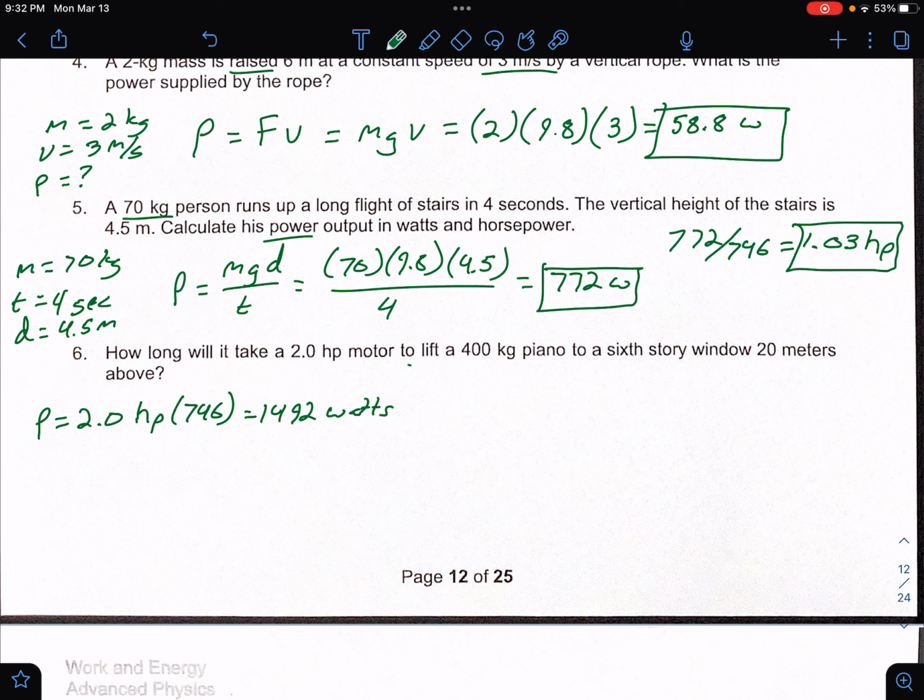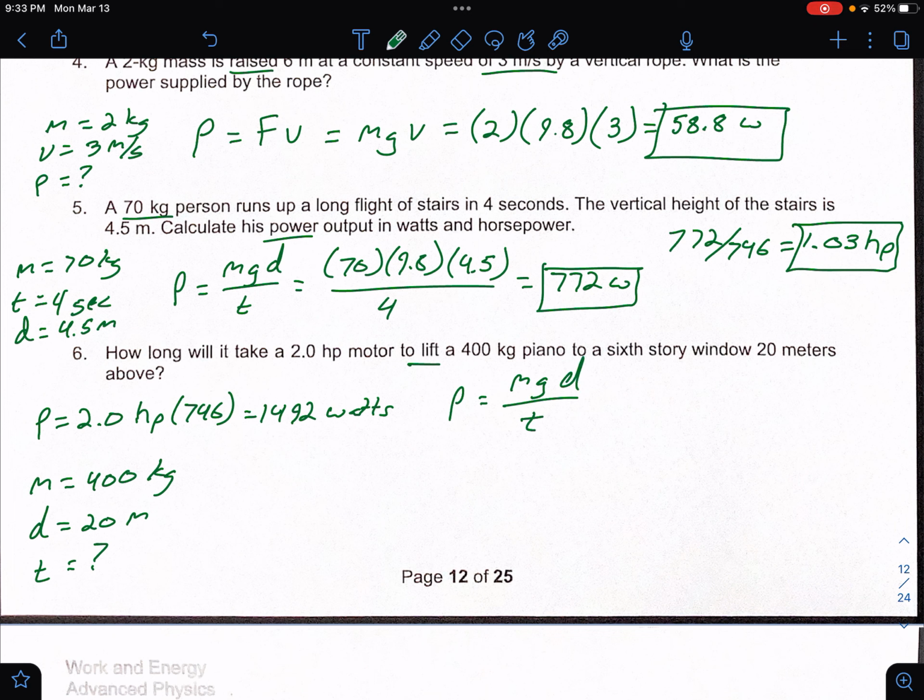Now, I'm lifting, so mass does matter. Mass is going to be 400 kilograms. That means gravity matters. To the 6-story window, 20 meters above. So my distance is 20 meters. I'm looking for time. I want to know how long it will take. So T is your question mark. Remember we're lifting, so power equals mass times gravity times distance over time.